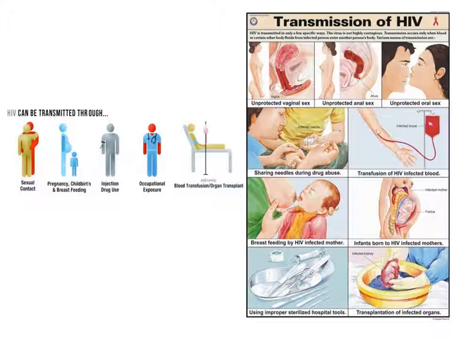Here's another slide that shows the transmission of HIV and its common routes: unprotected vaginal sex, unprotected anal sex, unprotected oral sex, sharing needles during drug abuse, transmission of HIV-infected blood, breastfeeding by an HIV-infected mother, infants born to HIV-infected mothers, using improperly sterilized hospital tools, and transplantation of infected organs.